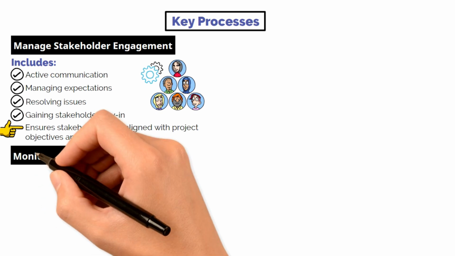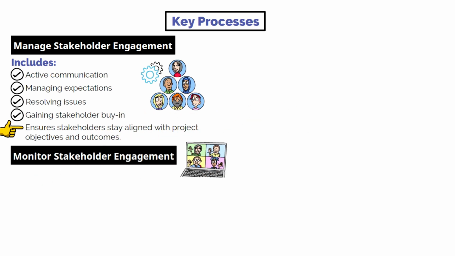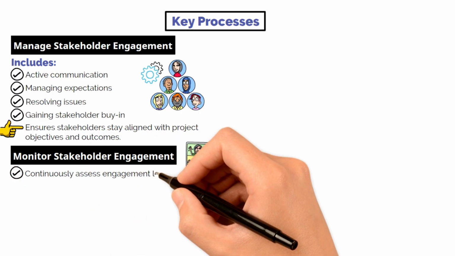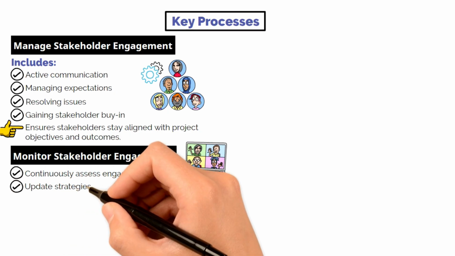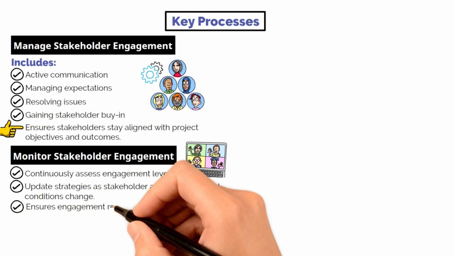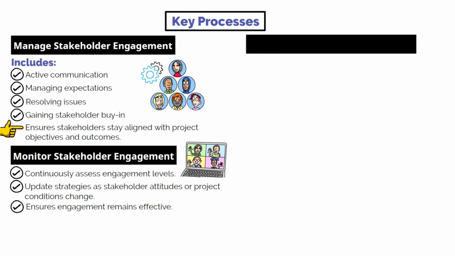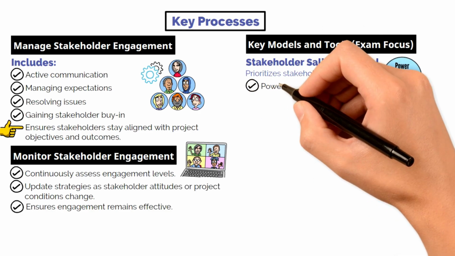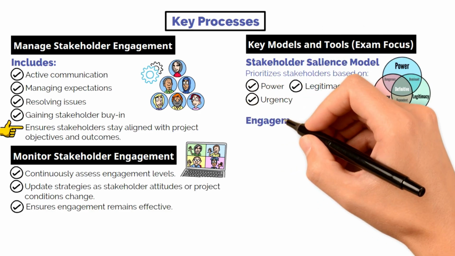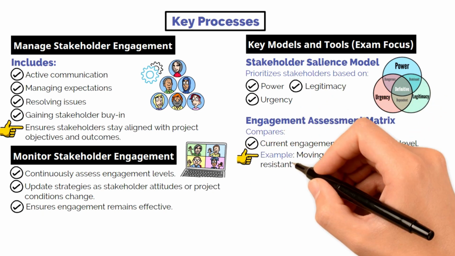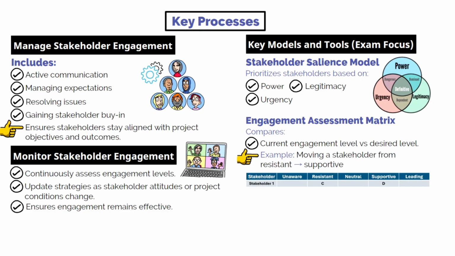The process of monitor stakeholder engagement ensures that engagement strategies are working. The project manager continuously assesses engagement levels and updates strategies as needed, adapting to changes in stakeholder attitudes or project circumstances. For the exam, you should be familiar with models and tools that help prioritize and assess stakeholders. The Stakeholder Salience Model prioritizes stakeholders based on their power, legitimacy, and urgency. The Engagement Assessment Matrix compares current engagement levels with desired levels, such as moving a stakeholder from resistant to supportive.